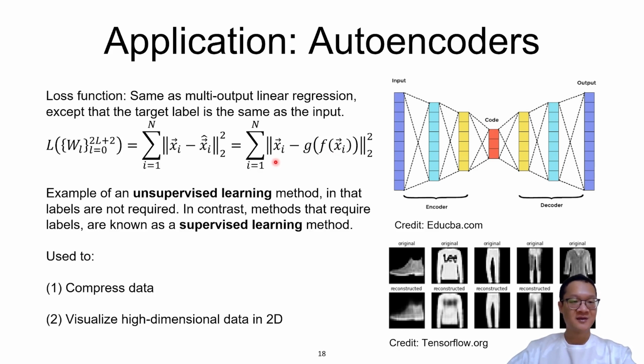So why do we do this? Well, autoencoders are used to compress data, and sometimes also to visualize high dimensional data in a lower dimensional space. So you will be doing some of this in assignment 3. You'll be using some code to train an autoencoder, as well as a variational autoencoder, which is kind of a more advanced version of autoencoders.